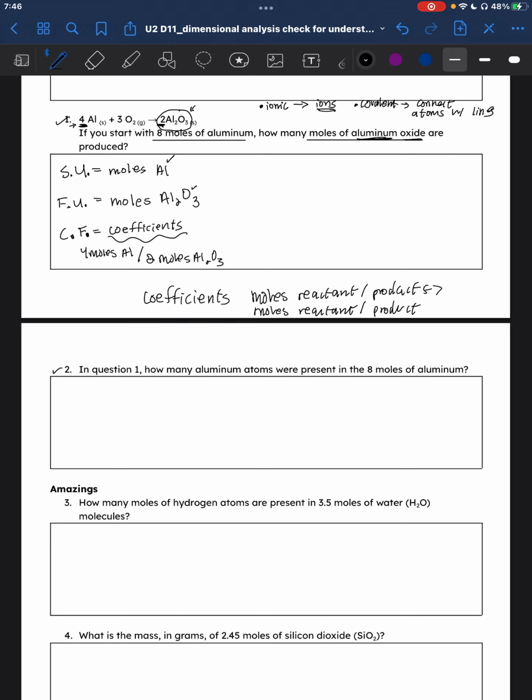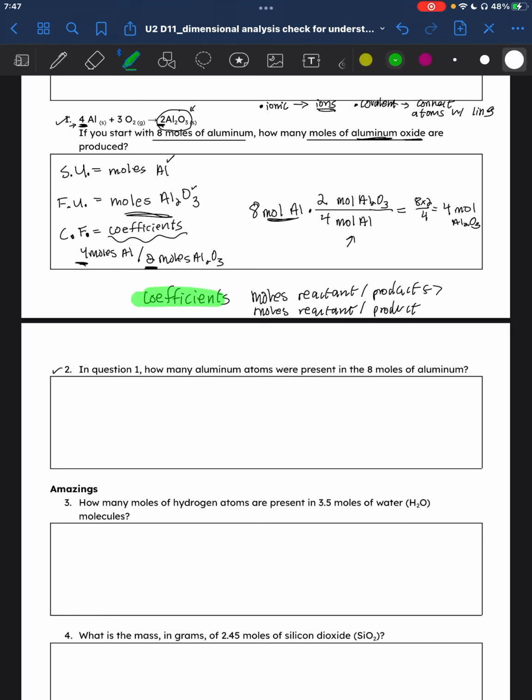All right, so let's go ahead and set this up. I have 8 moles of aluminum times, if moles of aluminum are here, that same unit needs to go on the bottom in my next conversion factor, moles of aluminum. And on top, I need my final unit, moles of aluminum oxide. And I know 4 moles of aluminum, so I'm going to put a 4 next to the aluminum. Gives me 2 moles of aluminum oxide. And so I now have 8 times 2 over 4, which is equal to 4 moles of Al2O3.